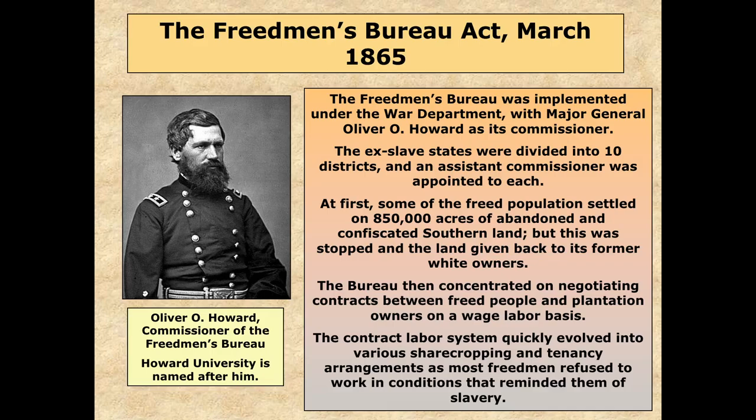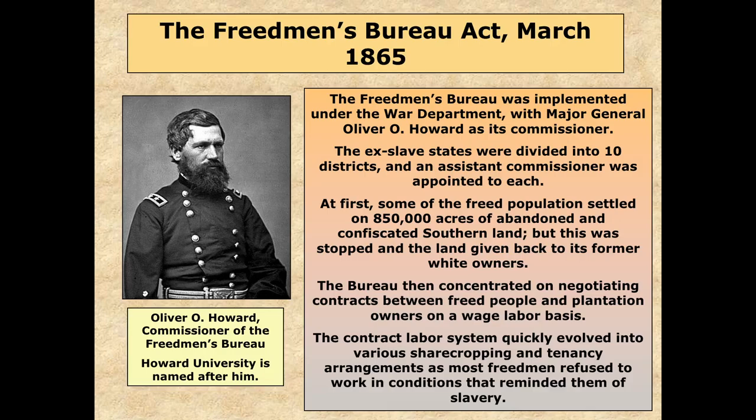So in March of 1865, like we said, this one's developed. And the guy in charge is Oliver O. Howard. He's the commissioner of the Freedmen's Bureau. And you can see him in his Union uniform right there. I mean, come on, military dude. So, subsequently, Howard University, which is a historic all-black college, is named after this guy. And rightfully so. The Freedmen's Bureau did advance education to the freedmen.